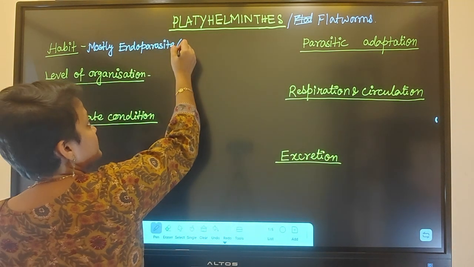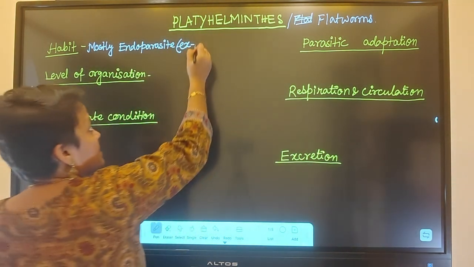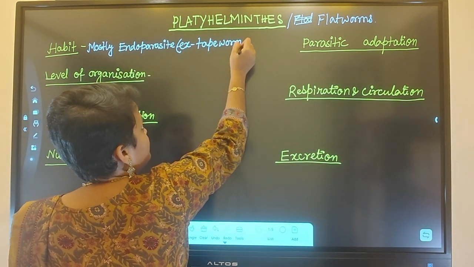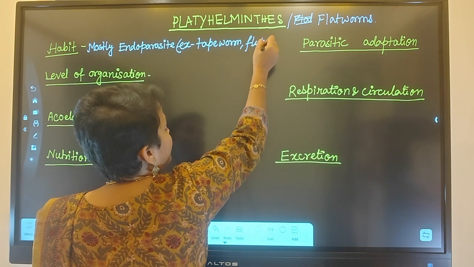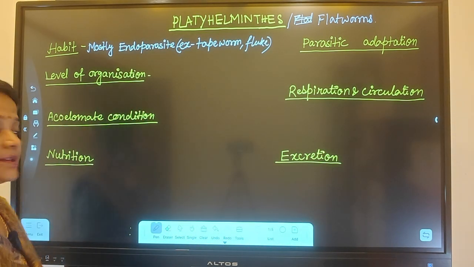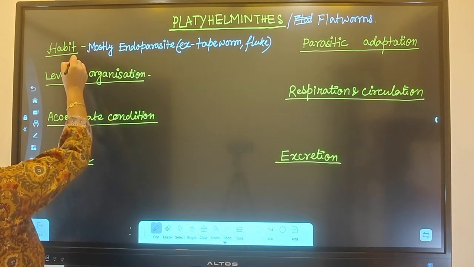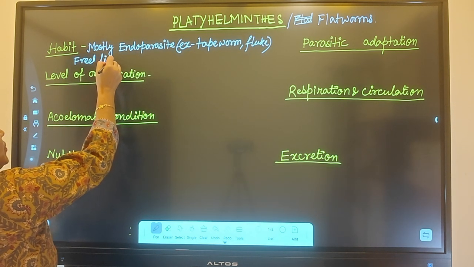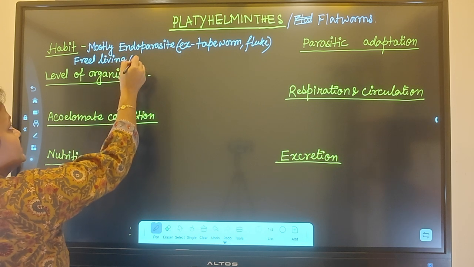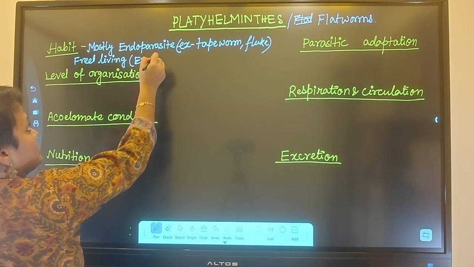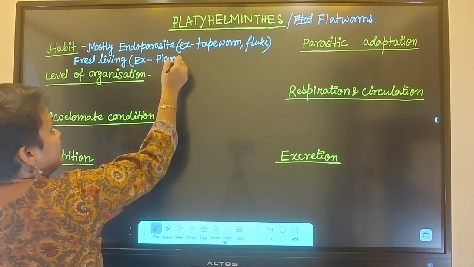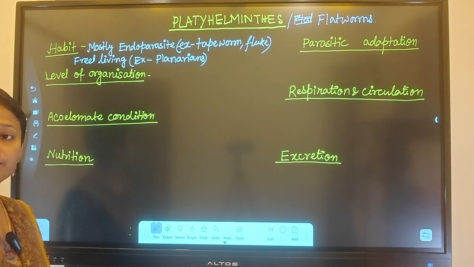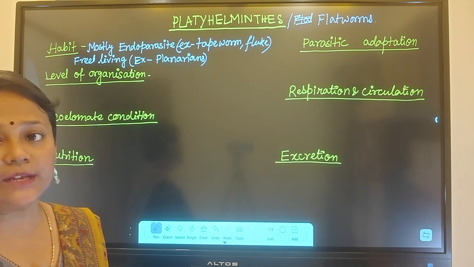Example, tapeworm, fluke, they are endoparasites. But some of them are free living. They don't need a host to live. Example, planarians. We will discuss. The example is Dugesia. So planarians are free living.